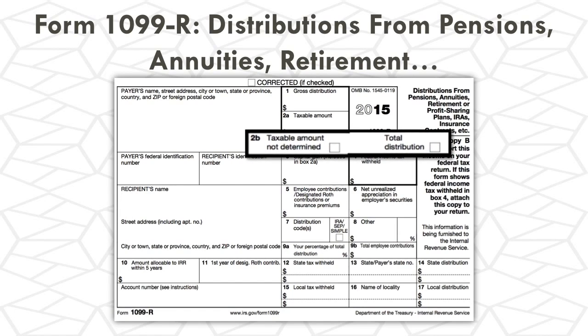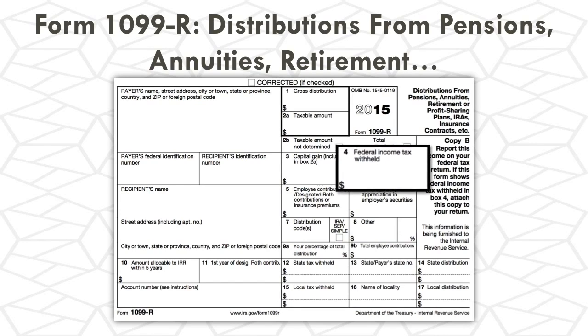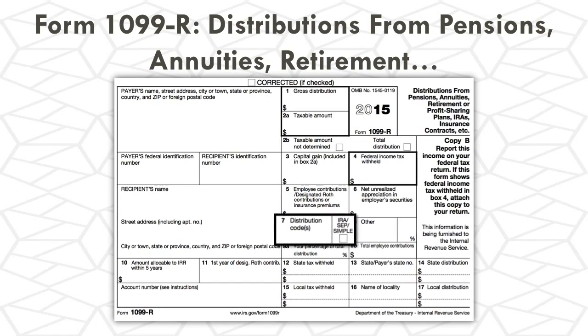Box 2B shows two different boxes. The first one is taxable amount not determined. If this first box is checked, the payer was unable to determine the taxable amount. And again, we'll deal with what happens when this is blank in the next lesson. If the second box is checked, total distribution, then the distribution was a total distribution that closed out the retirement account. Box 4 shows the federal income tax withheld on the distribution. And box 7 is going to show the distribution code that identifies the type of distribution received.